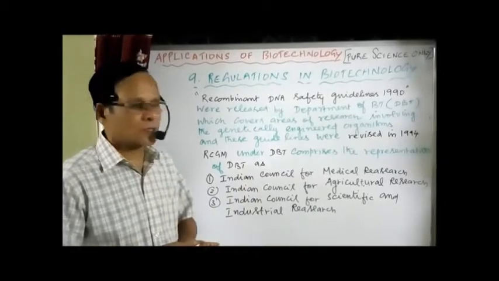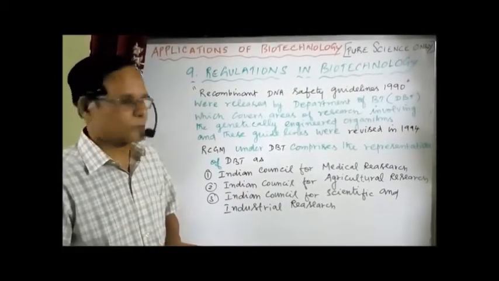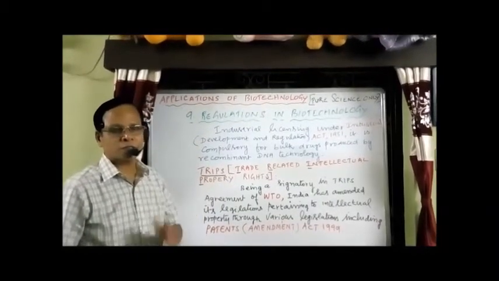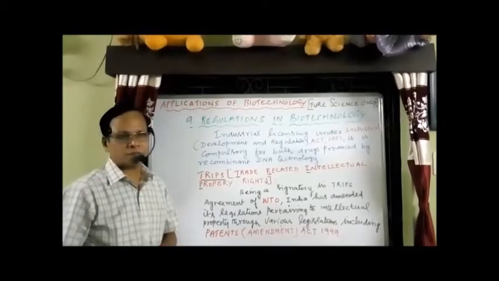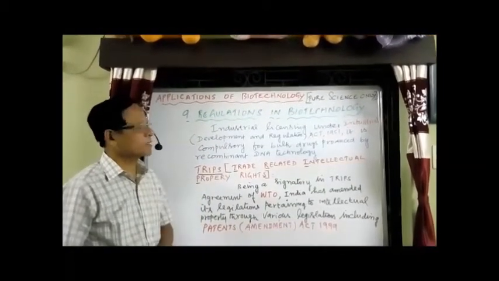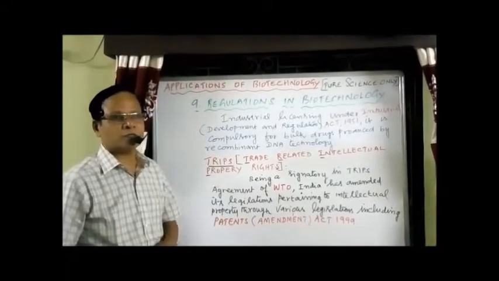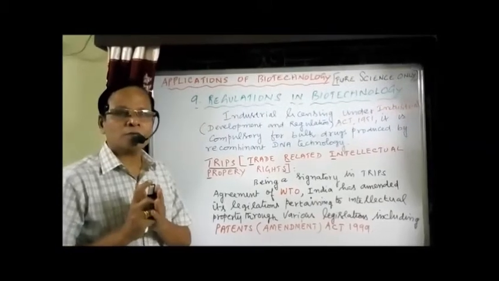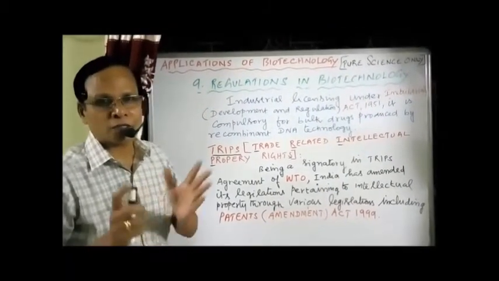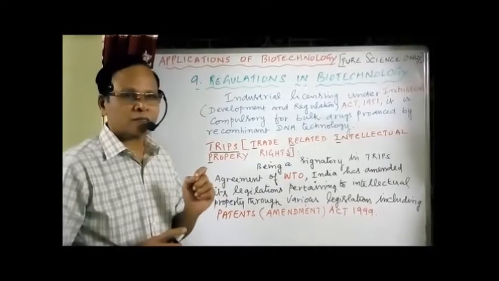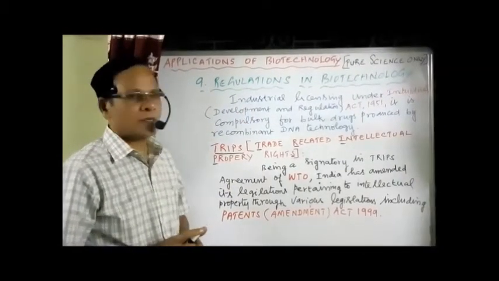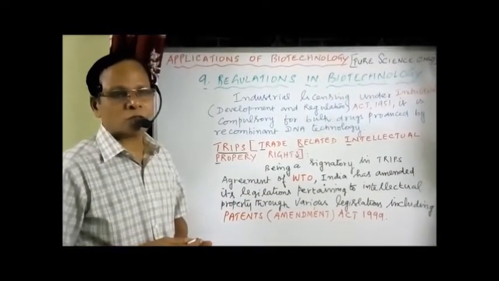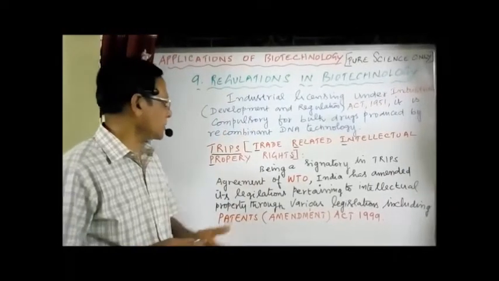And a few words about licensing and also TRIPS. If anybody wants to produce drugs or medicines through industries, they need an industrial license. The Industrial Licensing under the Industries Act 1951 is compulsory for the production of bulk drugs through recombinant DNA technology. One has to get the license under the Industries Act 1951 for the bulk, large-scale production of drugs through recombinant DNA technology.